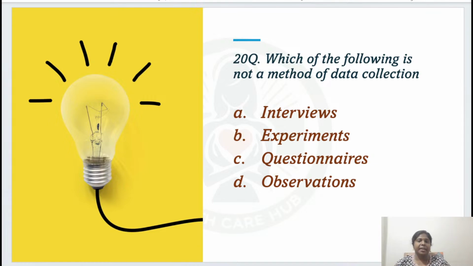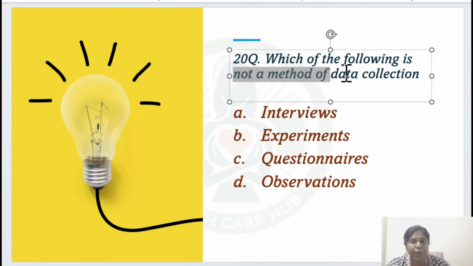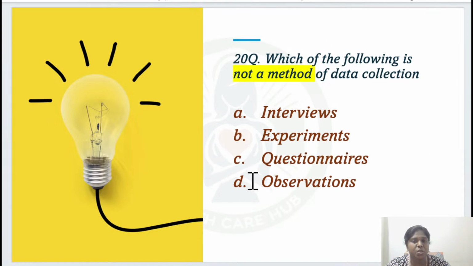So here, which of the following is not a method of data collection? By which process are we not going to do data collection? Whether it is interviews, experiments, questionnaires or observation. 20A, 20B, 20C. Answer in the comment section, those who are online. Those who are online, comment.